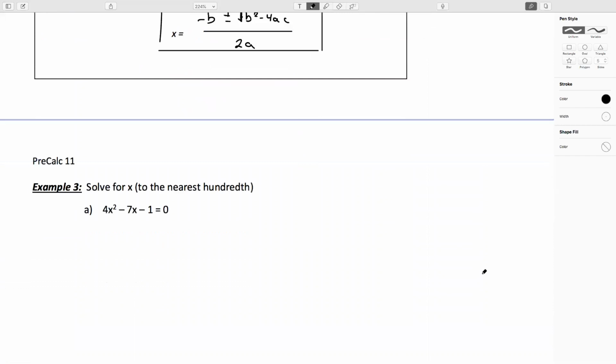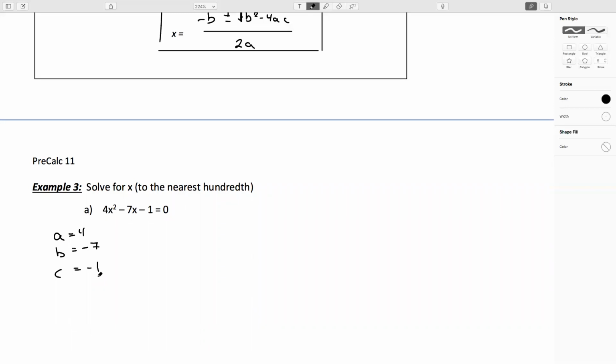So let's put it to the test. Let's solve for x. Now, a is always attached to x squared. It's not the first term. So if x squared is your first term, use that as a. If x squared is hidden in the second or third spot, it's still a. Okay? So in this question, a is 4. B is minus 7, the sign matters, and C is minus 1.